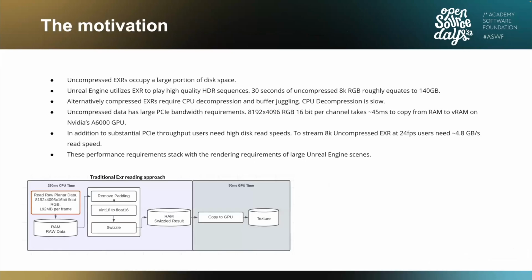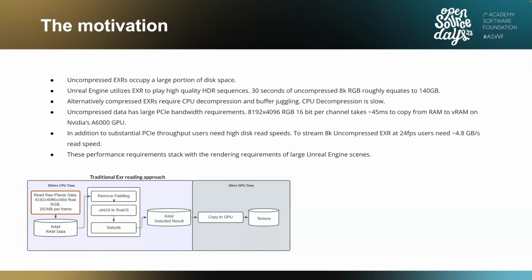So I'm just going to blast through the motivation for this experimentation. At Epic in Unreal Engine, we utilize EXR to play high quality HDR sequences. 1 frame for 8K, which is 8192 by 4096 RGB, 16-bit per channel, takes about 192 megabytes, roughly 200 megabytes per frame, which means that to play 30 seconds of uncompressed 8K EXR, we need 140 gigabytes of disk space, and that's just 30 seconds.